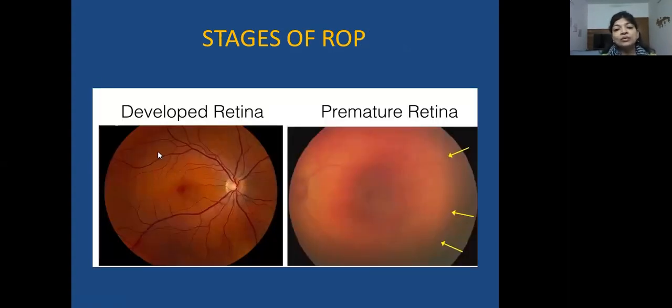So this is how a normal developed retina in a full-term baby is going to look. In contrast, if you look at the premature retina, you can see a lot of it is avascular, where you see the yellow arrow marks. That is the part of the retina that is not being supplied by blood vessels. So let's say you see a premature baby at this stage. There is nothing that we need to do except counsel the parents and tell them that they need to bring back the baby for a next evaluation after 3 weeks.